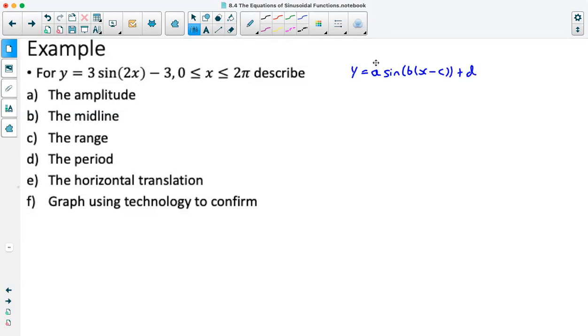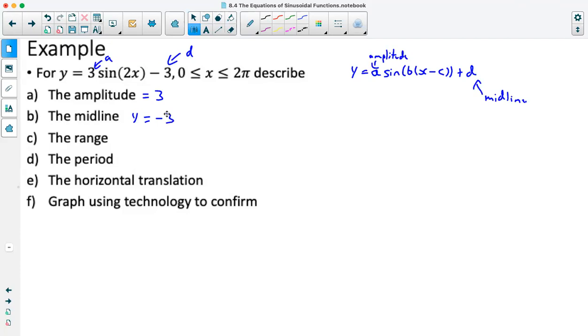If you remember, our a value here is our amplitude. So our amplitude is this value here, so our amplitude is going to be 3. Our midline is our d value. In this case, our d value is -3. So our midline is y equals -3.